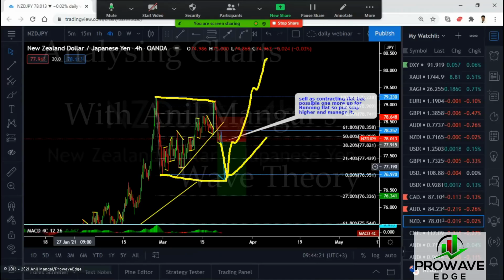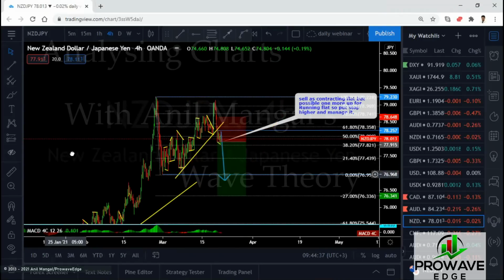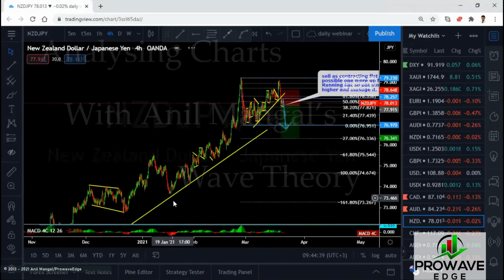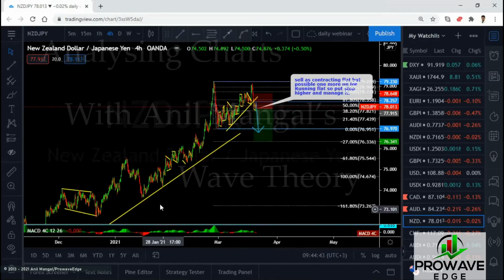So I will show you also how I'll be trading this to the upside. I'm trying to show you how I'll trade this to the downside, and we'll continue to do that. I'm trying to catch impulses within a specific move. Let's see if I manage to do that.